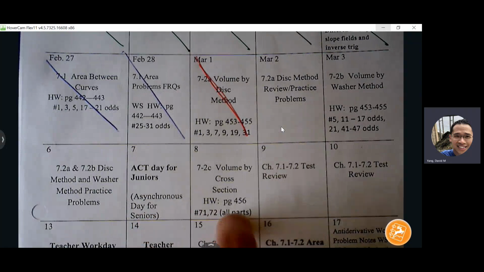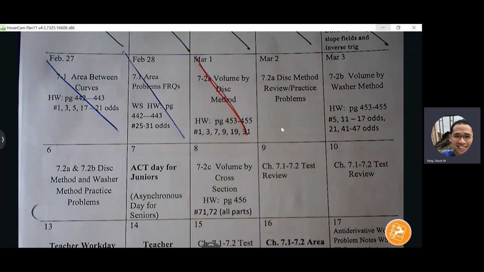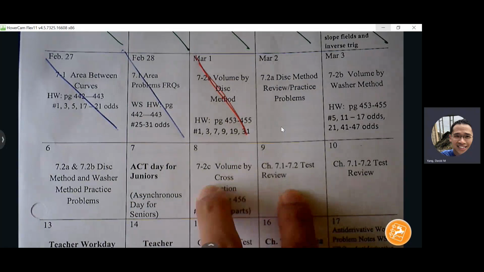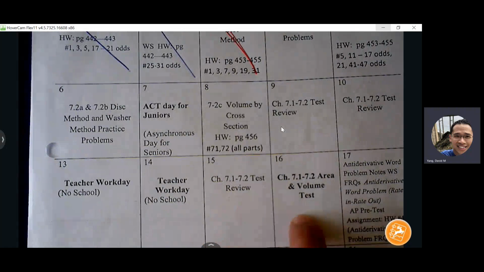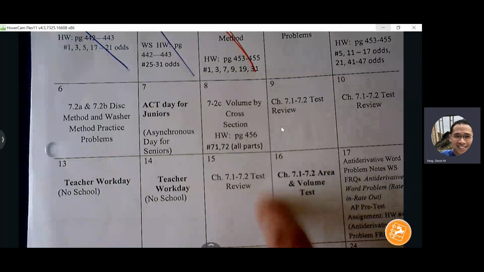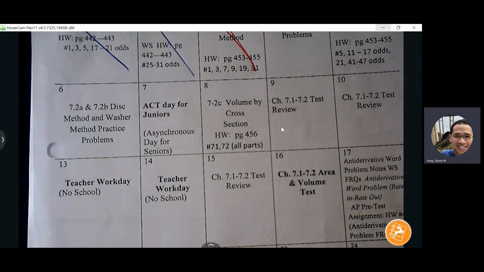And then on Wednesday, we'll start our final unit, our final topic, which is volume by cross section. The idea there is we're building shapes on top of the base. There's no rotation, and the formula will look a little different, but we'll spend a day on that. We'll spend Thursday on that as well. We can also start our test review, Friday test review, Wednesday test review. So we'll have 3 days to do test review, and then the test will be the Thursday after the break. And after that, we'll begin our AP review.